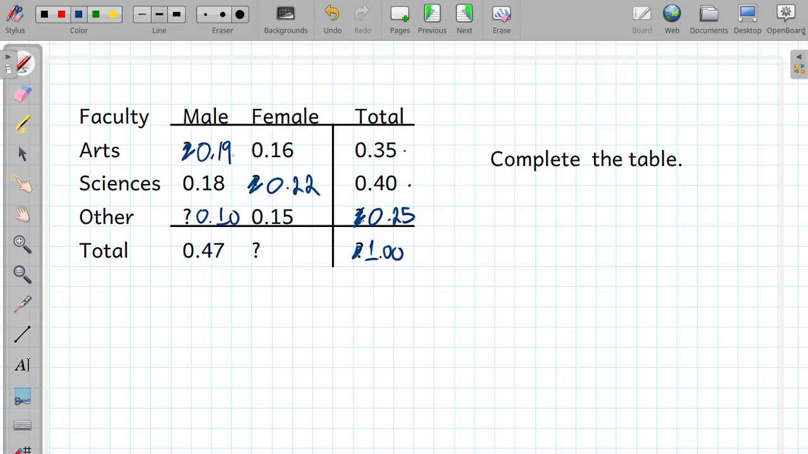So 18 and 19 is 37, plus 10 is 47, so that adds up. This must be 53 percentage points. So there we go. We're good to go. So always check your tables, add them up.